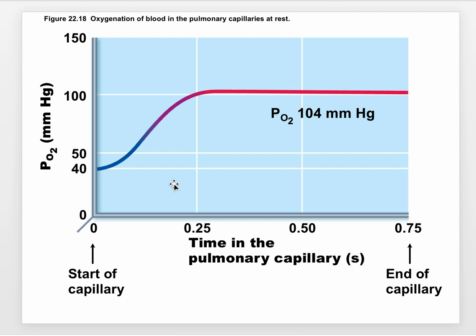This is the time the blood is entering the pulmonary capillary until it's pumped out of the pulmonary capillary on its way back to the heart. So what you see is it doesn't take long for the oxygen in the blood to go from 40 to 104 millimeters of mercury. So it very rapidly saturates itself with oxygen during the time that the blood is in the pulmonary capillary.